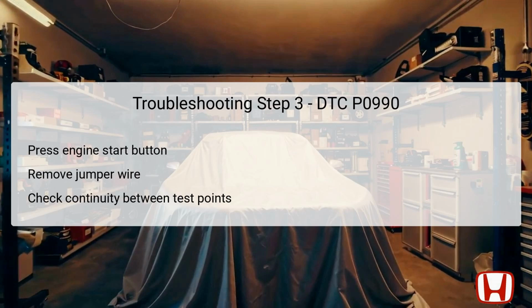Disconnect the PCM connector B, 51P, which is where critical communication occurs between the switch and the PCM. Employing a multimeter, check continuity between the specified test points to confirm the operational status of the OP6SW line. If continuity is confirmed, the wiring is intact. However, should there be no continuity, it indicates a failure in the wiring, requiring repairs or replacement to restore functionality.